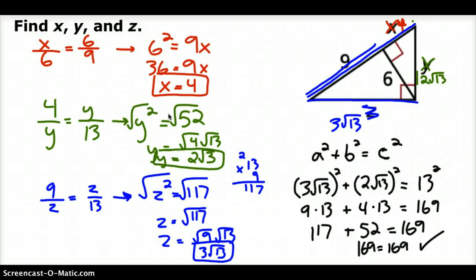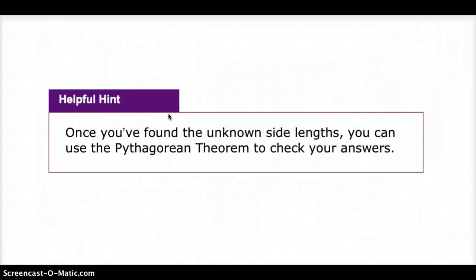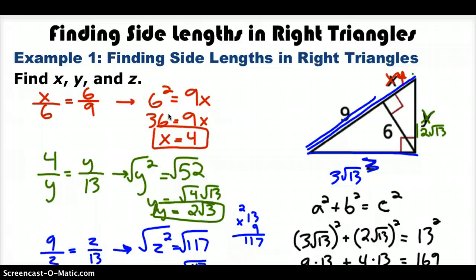Now again, we'll go through other examples of this, but as you can see, it tells us that once you've found the unknown side lengths, we need to use the Pythagorean theorem to check our answers. So again, I hope that this example was helpful. Make sure you look at the other one because this is rather complicated, and maybe we'll get rid of that first step on this next one.